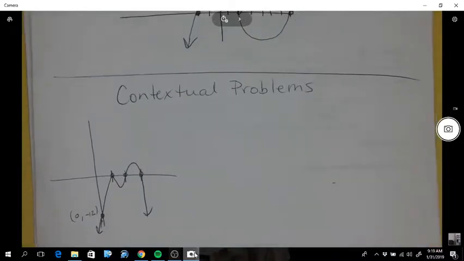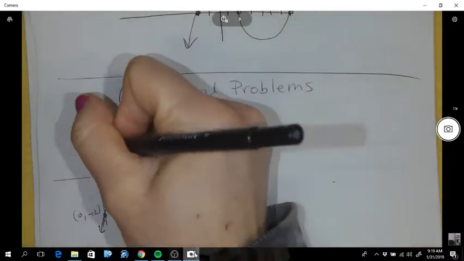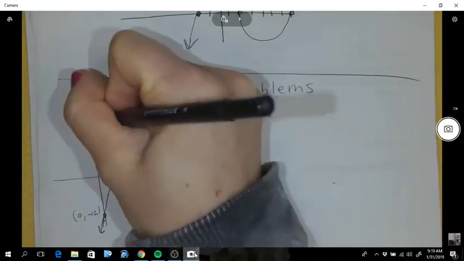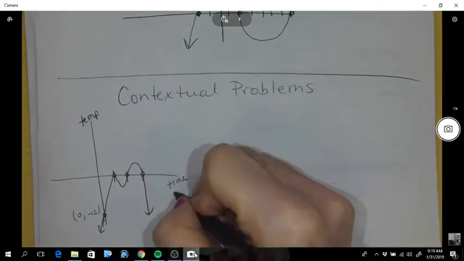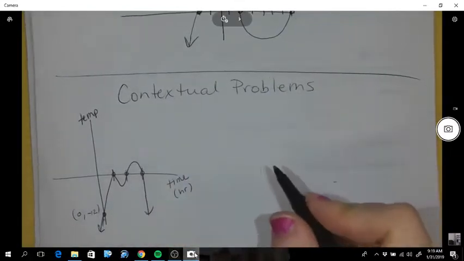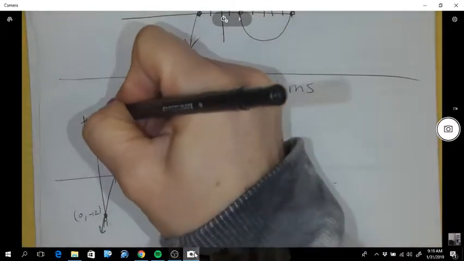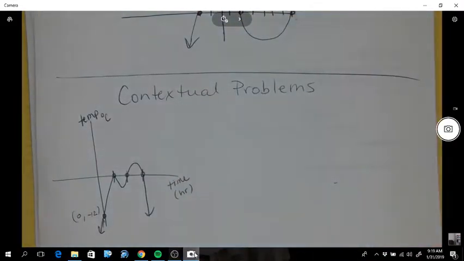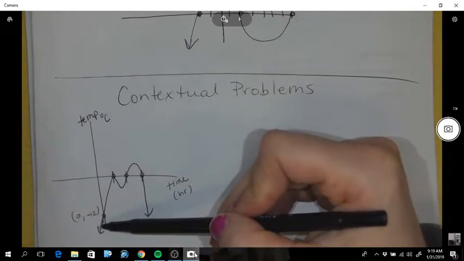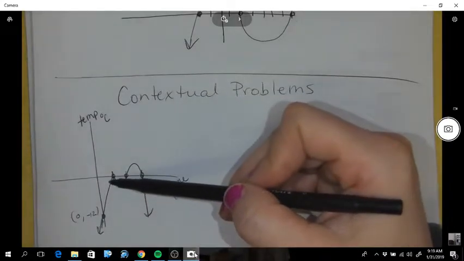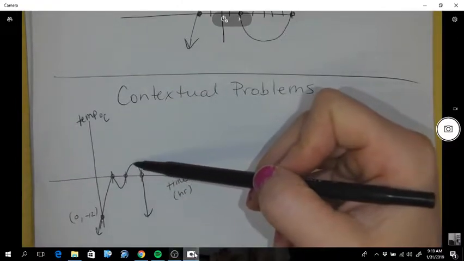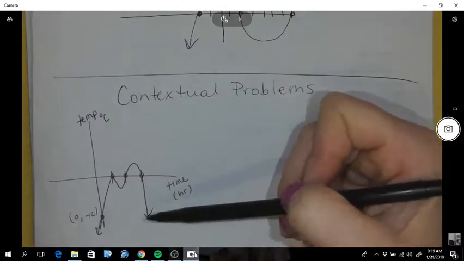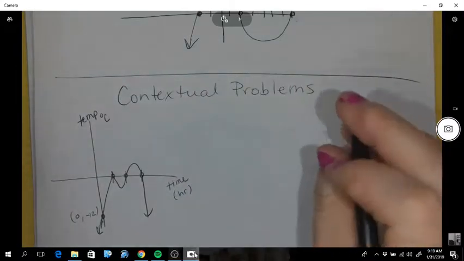Okay, so this is the temperature, and this is the time. And this will be in hours. And this is in degrees Celsius. Okay, so let's describe it. So when you start, it starts to get warmer and warmer, and then it cools down a bit, and then it gets warmer, and the temperature actually goes above 0, and then it starts to drop again. So that's what's going on with the temperature.